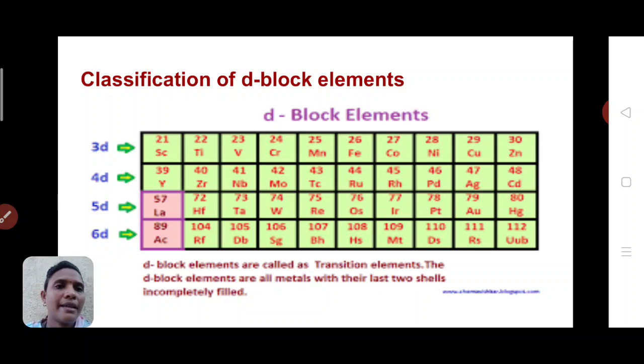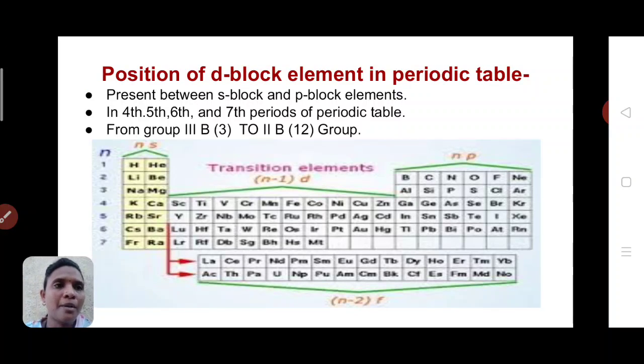Now see the next topic, the position of d block elements in the periodic table. What is the position of d block elements in the periodic table? We have already discussed that they are present in between s block and p block elements. You know where the s block elements are and where the p block elements are. S block elements are present in group 1 and group 2 of the periodic table, and p block elements are present in group 13 to 18. So transition elements are present in between s block and p block.